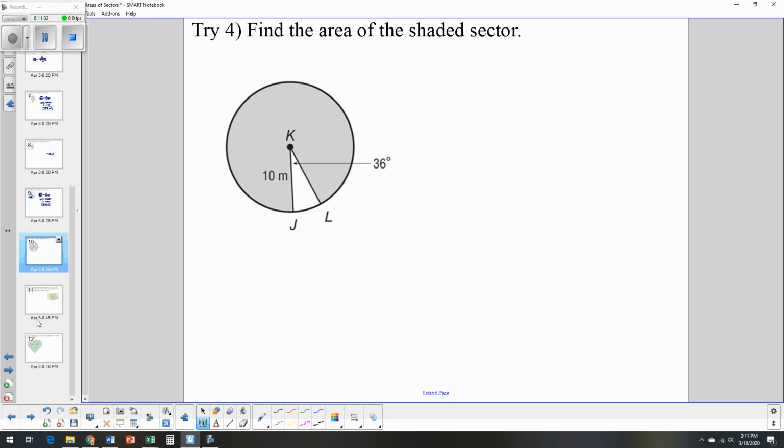So as always, try the next one and pause and come back when you're ready. All right, as long as we remember to take the 36 away from the 360, we should have gotten 282.74 meters squared.